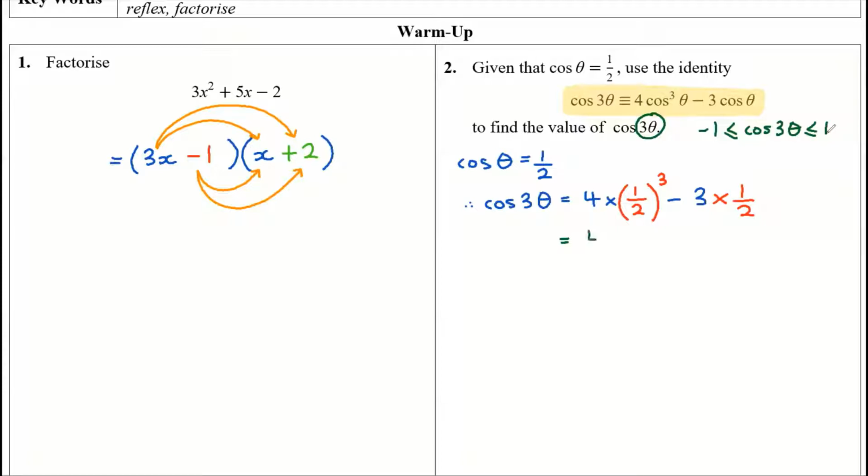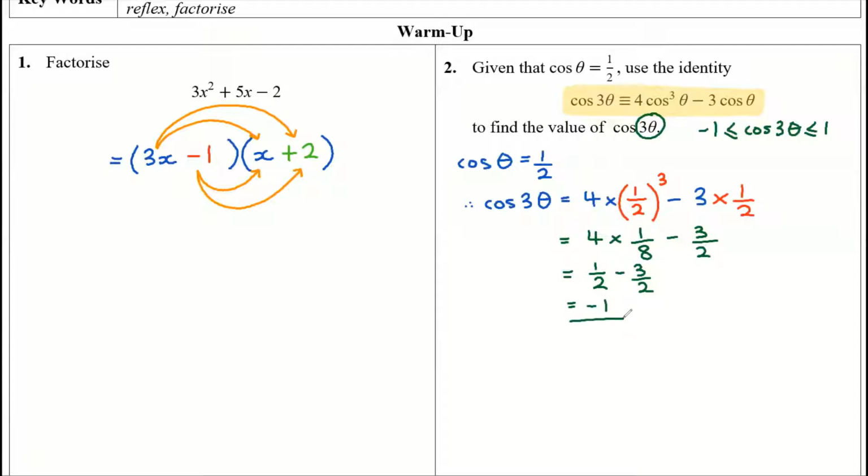All right, and let's carry on in green. Why not? So 4 lots of 1 over 8 subtract 3 over 2. Now 4 over 8 is of course a half, so we have 1 half subtract 3 over 2. So we have a half subtract 1.5 essentially, which is going to be -1. So there you have it.